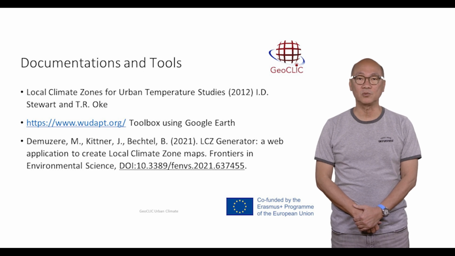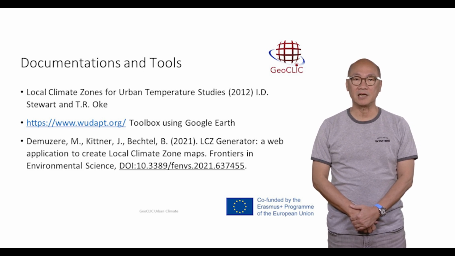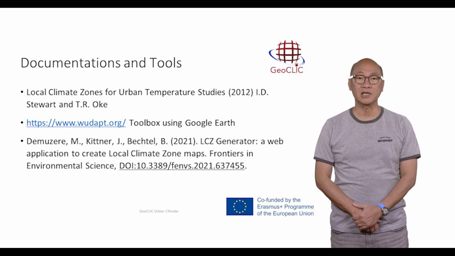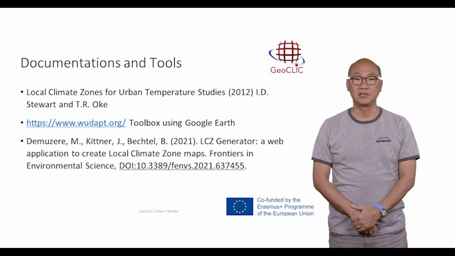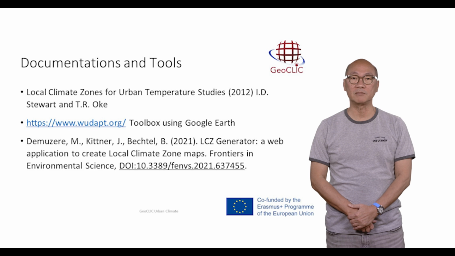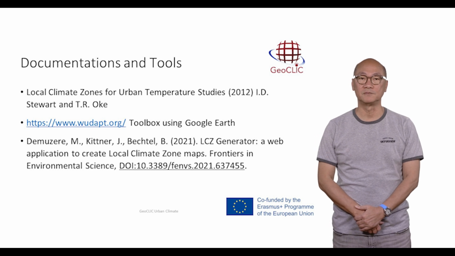The paper comes with a toolbox at www.woodept.org. The Local Climate Zone Generator is a web-based application to create local climate zone maps. The application is described in the Demuzere 2021 paper. After this presentation, you will prepare a local climate zone map for the practical too.